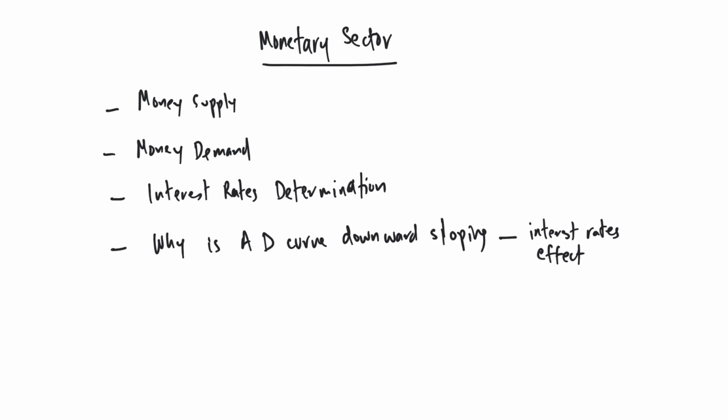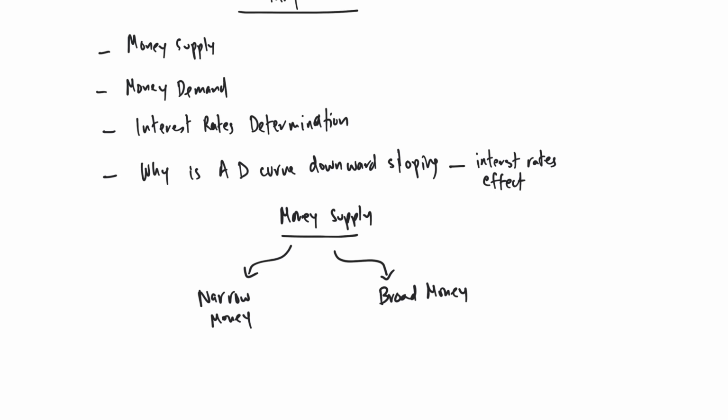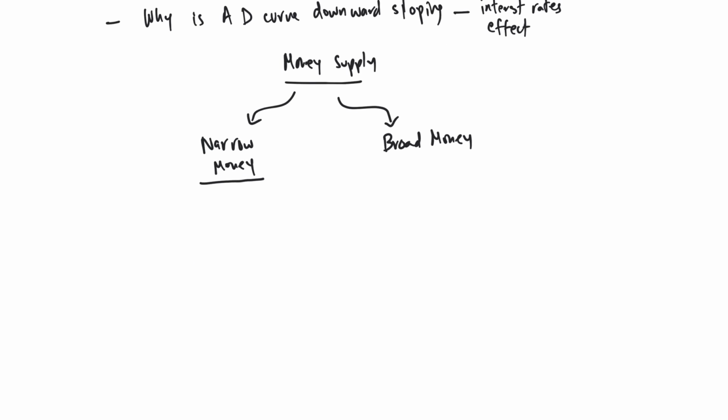Okay. When we look at money supply, before we talk about money supply, money is sort of divided into broadly two things: your narrow money and your broad money. Narrow money is all the money that is basically regarded as a means of exchange. So for us, means of exchange is to buy goods and services.